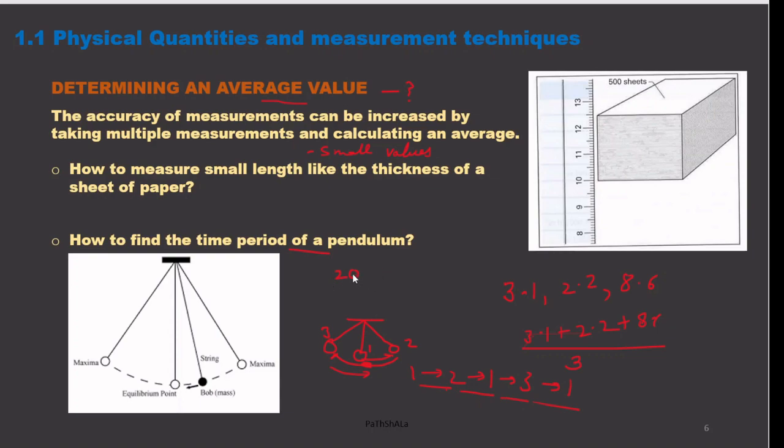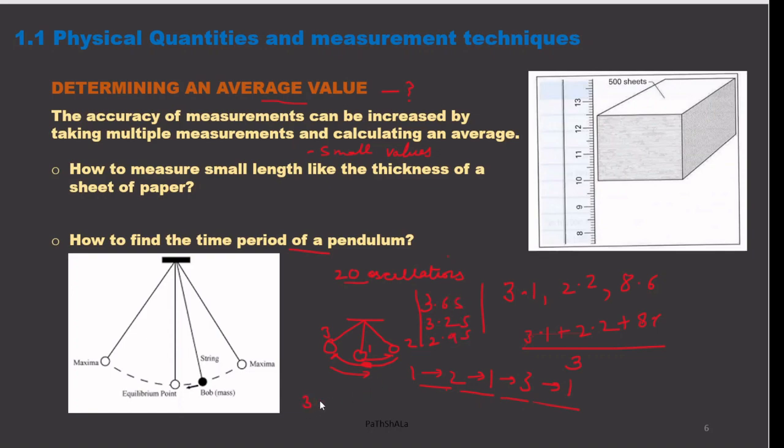So what I will do, I will find the time for 20 oscillations. Let's say it comes out to be 3.6 seconds. I will take one more reading. Let's say it came out to be 3.2 seconds. I will take one more reading. Let's say it came out to be 2.9 seconds for 20 oscillations only. So I have taken three readings. You can take four, you can take five. And I will find the average of these values.